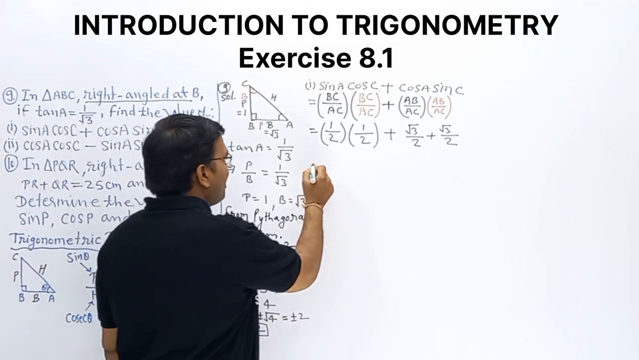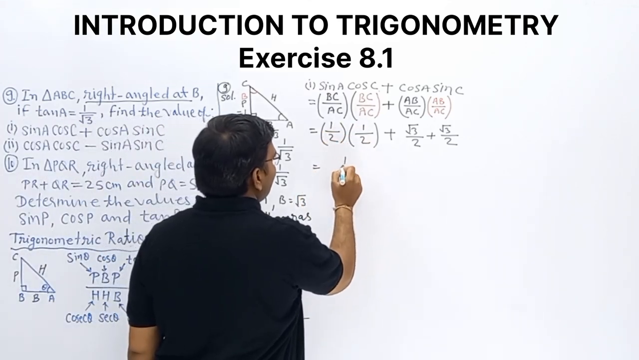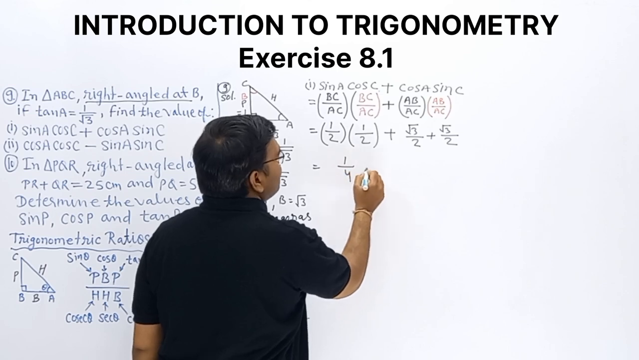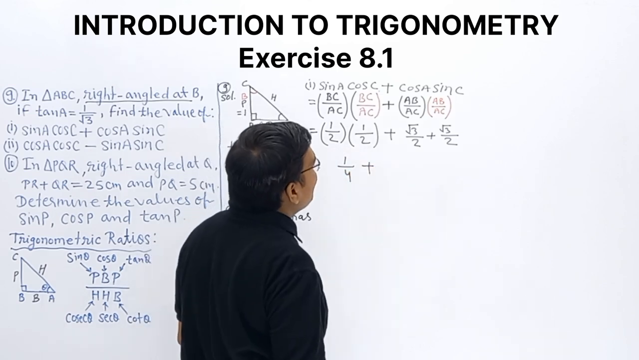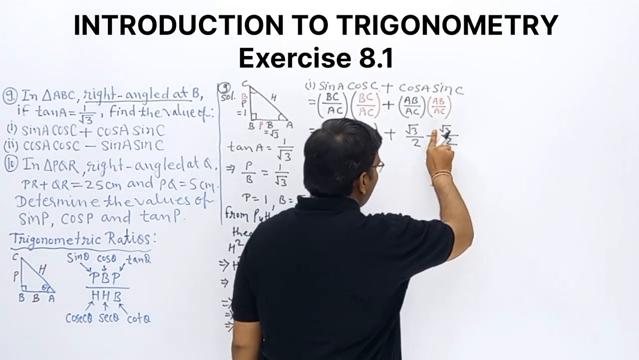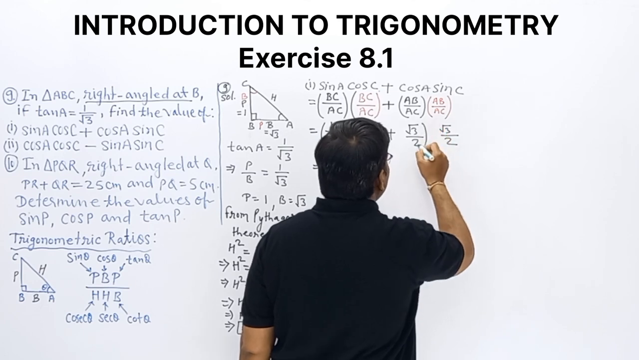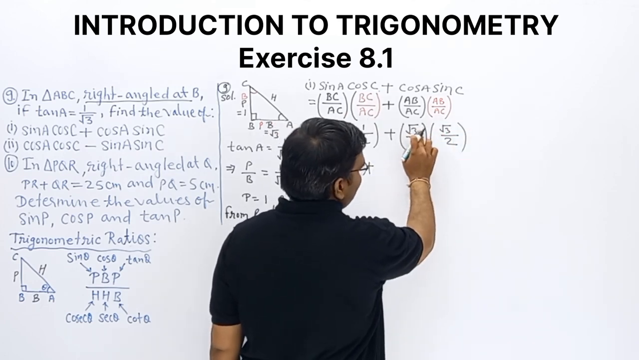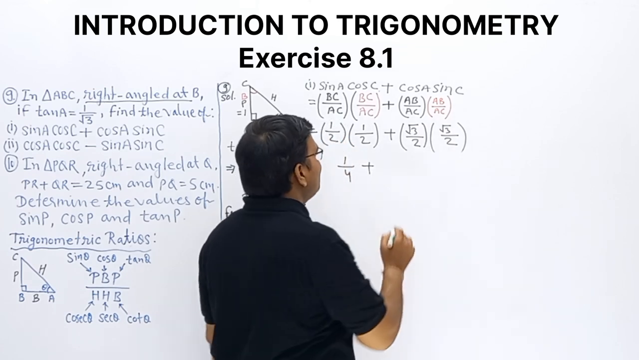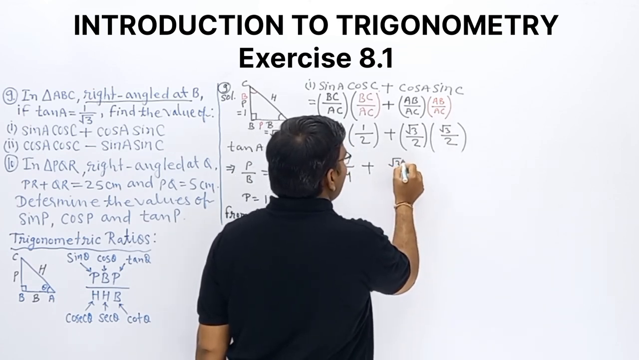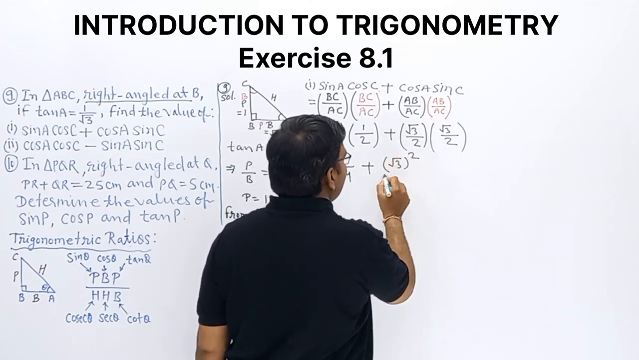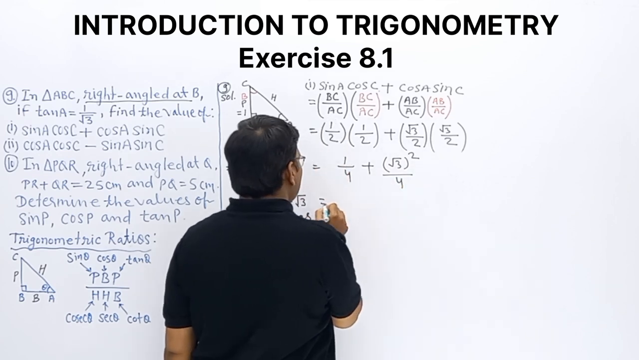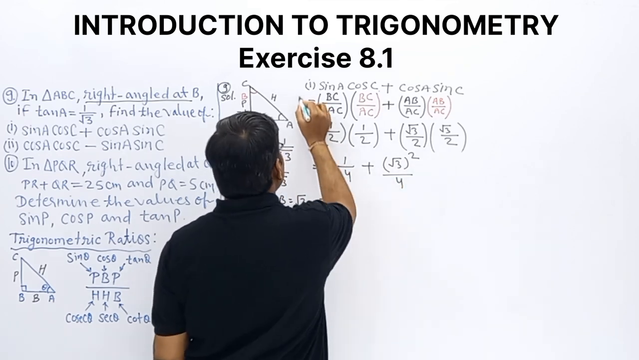Solve this one. How will we solve? 1 into 1, 1. 2 into 2, 4. Plus, we are multiplying. Why are we using plus there? Both are in multiplied form, so we are multiplying. Square root 3 into square root 3 can be written as square root 3 whole square divided by 4.